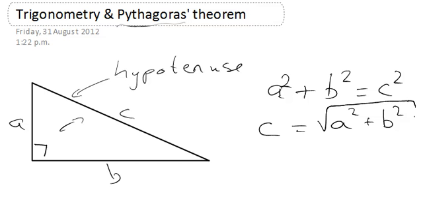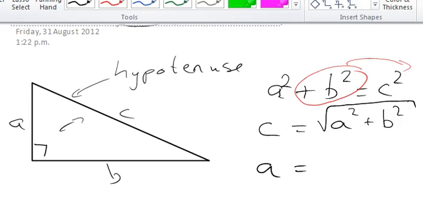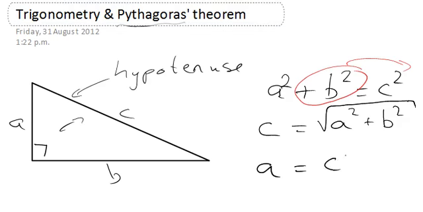And if I want to find out what the length of the shorter side was, well, if I look at my equation, if I take this b squared component, it's a squared plus b squared, and I move it over the equals, it becomes a minus, so I get c squared minus b squared, and then I'll square root that to find out what a is.